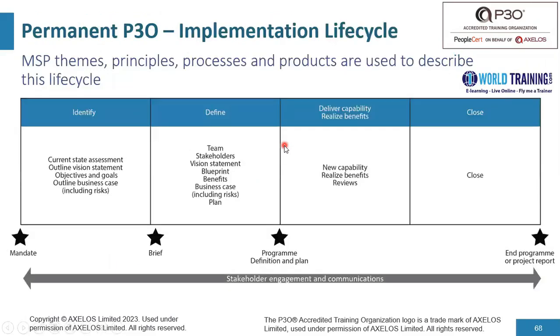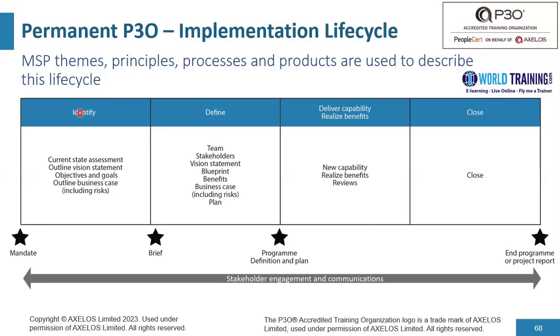So over here we have an example of a permanent P3O implementation lifecycle. And the recommendation is to use program management thinking. So here is an example of a program management lifecycle. Now the product that would help you in understanding program management thinking is a product called MSP. MSP stands for Managing Successful Programs. So MSP talks about themes and principles and processes. So the slide contains a life cycle or an approach towards managing the program.